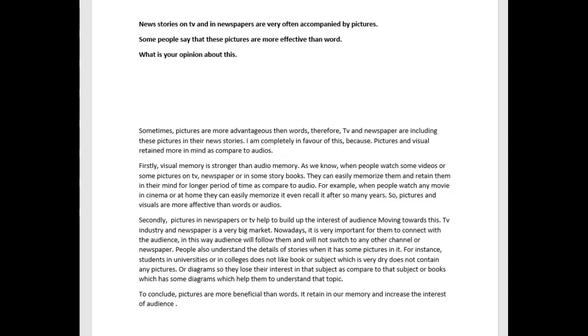News stories on TV and in newspapers are very often accompanied by pictures. Some say that these pictures are more effective than words. What is your opinion about this? Okay, well, let's see what you said.